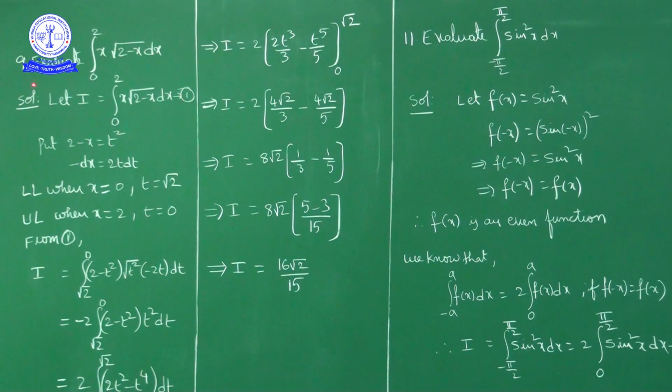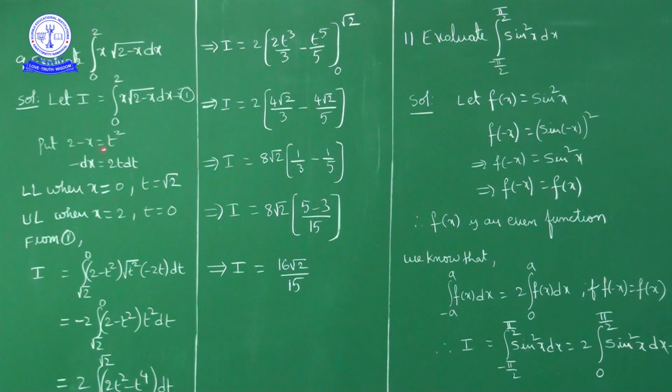Hello students, we were discussing exercise 7.11. Now question number 9: evaluate the integral from 0 to 2 of x into square root of 2 minus x dx. To integrate this and find the definite integral, first I'll consider the square root part, the under root part, 2 minus x, as t square.